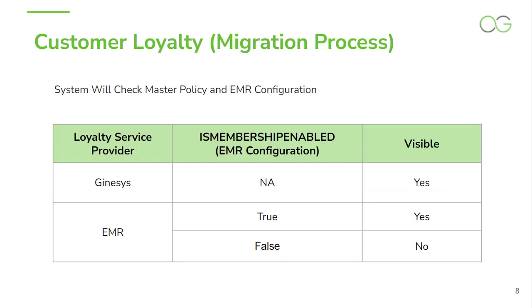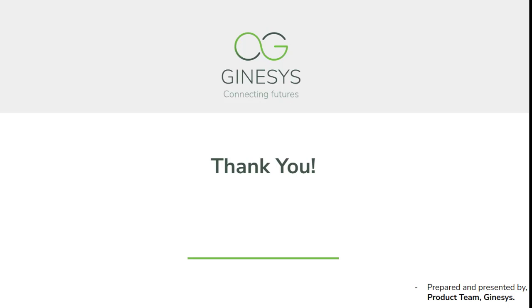So if we talk about the migration part for this, the system will check the master policy and EMR configuration. If the loyalty service provider is set as EMR in master policy and the is membership enabled configuration is set as false before migration, then the visibility for the customer loyalty field will be migrated as not visible, otherwise visible. So this is it for the video.